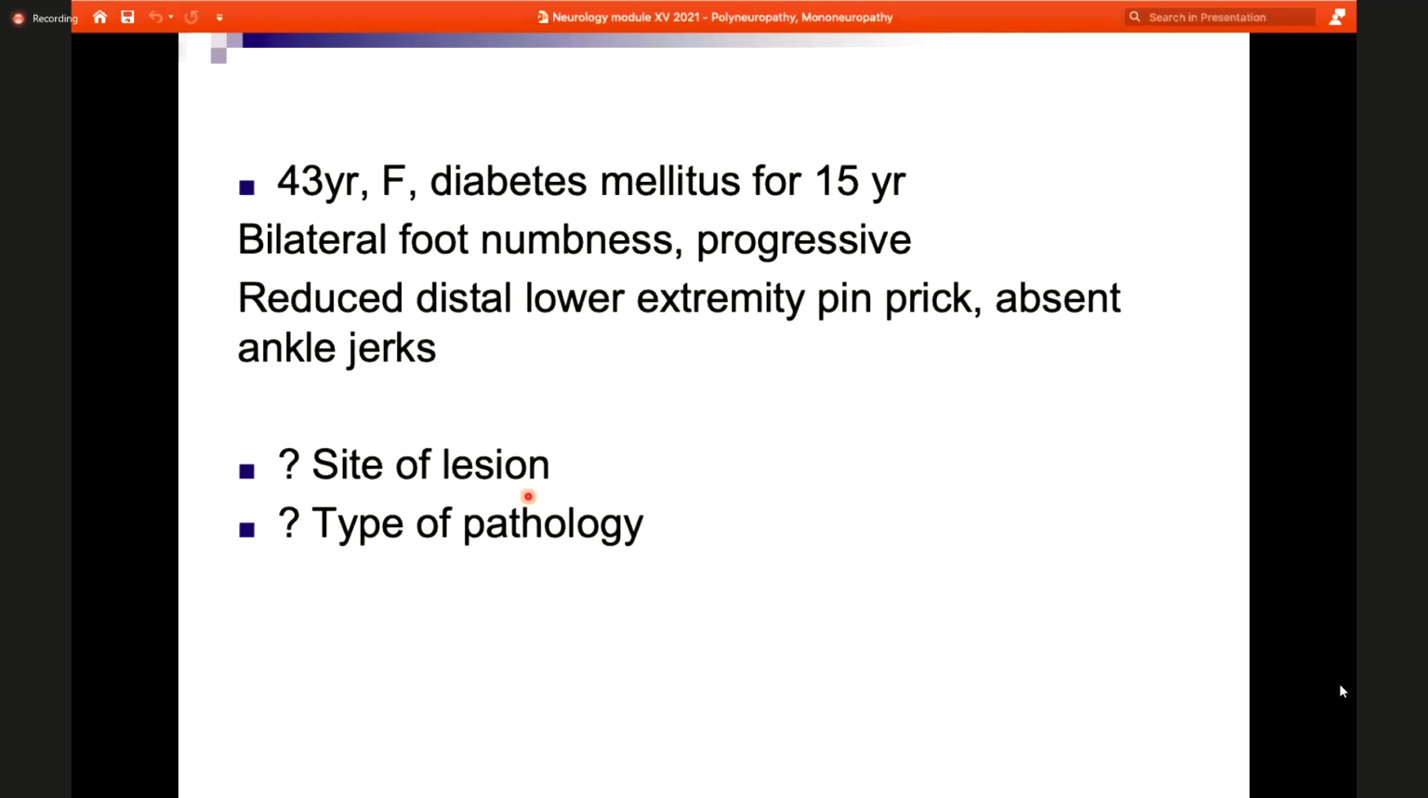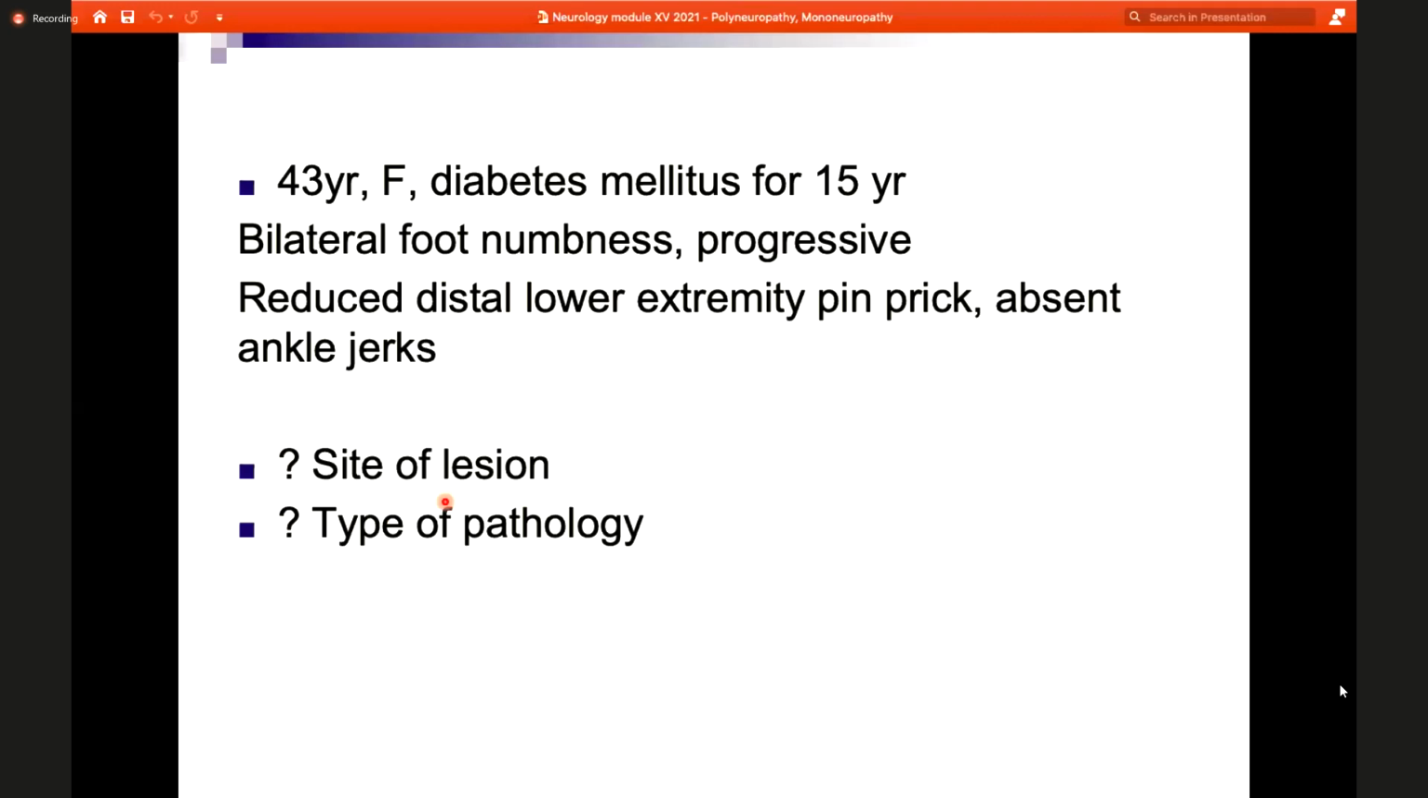Now, in any neurological illness, the approach is, one, what is the site of lesion? Two, what is the type of pathology? The site of lesion and the nature of the lesion. When you are confronted with the patient, you have to start broadly. For the site of lesion, you must think of the whole system. You must start from the brain and then come down to the muscle: brain, spinal cord, peripheral nerve, neuromuscular junction, muscle. Otherwise, you are going to miss.